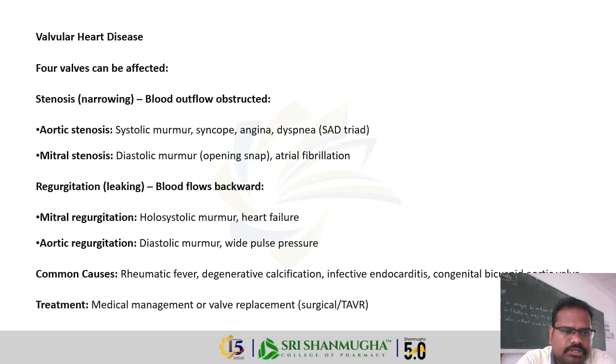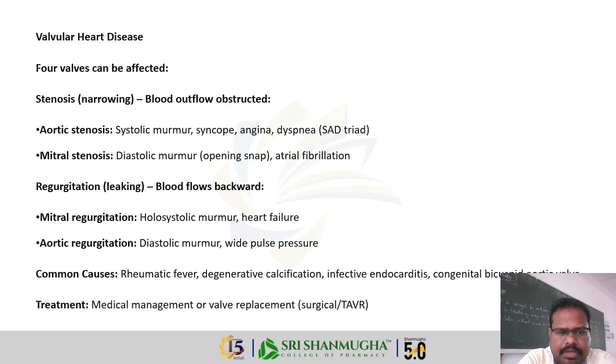In mitral stenosis, we can observe diastolic murmur, an opening snap, and atrial fibrillation. Then regurgitation, that is leaking. In leaking, blood flows backward. If the valve is not completely closed, we can see this.